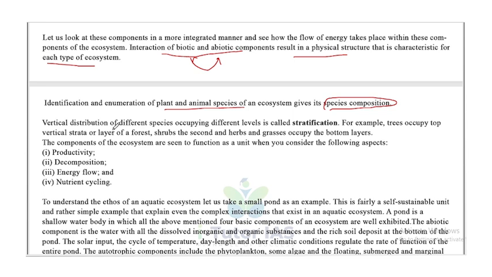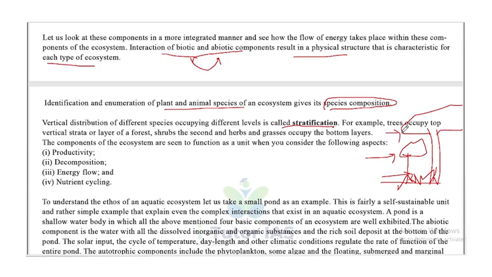The vertical distribution of different species occupying different levels is called stratification. For example, in a forest, you see small herbs and shrubs in the lower part, then there are small trees, then there are large huge trees and their canopies. So this is a vertical distribution: first level, second level, third level. This is called stratification.